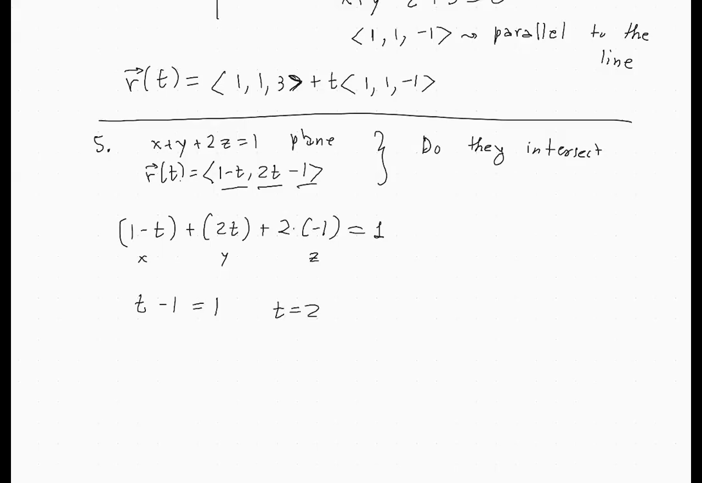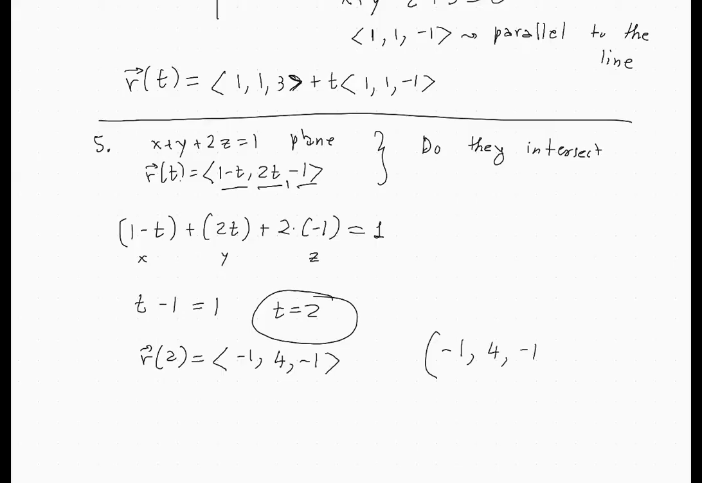And in particular, what is the point of the intersection? You have to plug this into the equation of the line. So that will be negative 1, 4, and negative 1. So the point, if we want to turn it into a point, and that will be our final answer, is (-1, 4, -1). So that belongs to the plane, and it also belongs to the line.